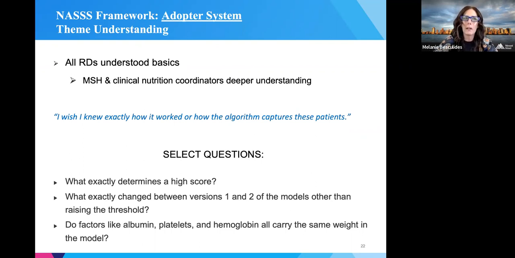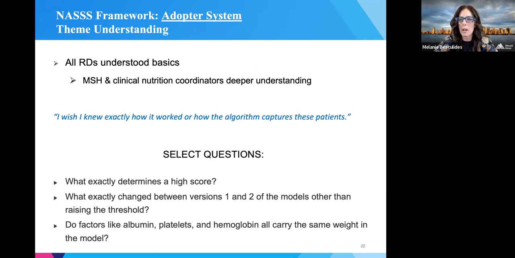They all had an understanding of it, but the understanding was definitely deeper among staff at the first hospital of implementation and among the higher level staff, the clinical nutrition coordinators. This is evidenced by one of the quotes: I wish I knew exactly how it worked, in other words, how the algorithm captures these patients. So they wanted to learn more. They were interested in learning more.